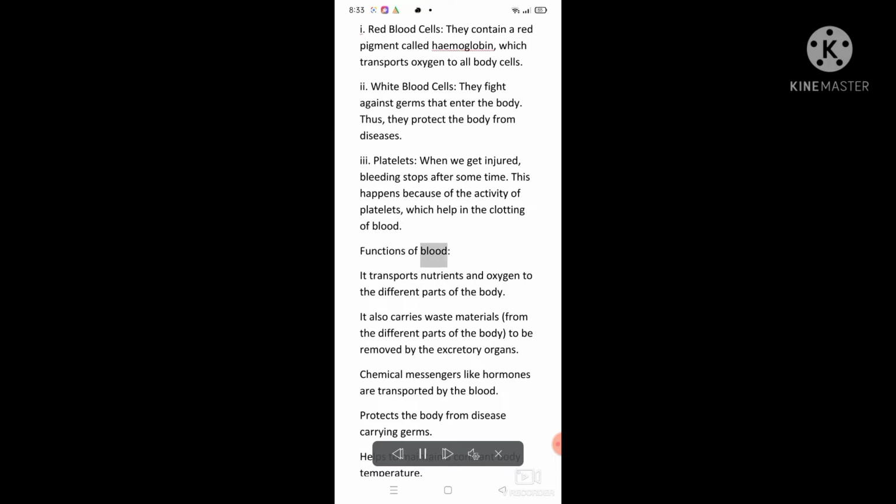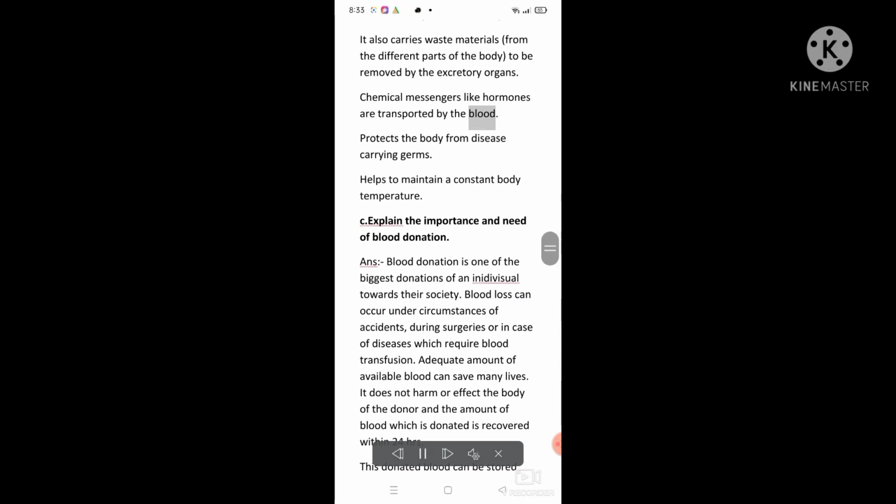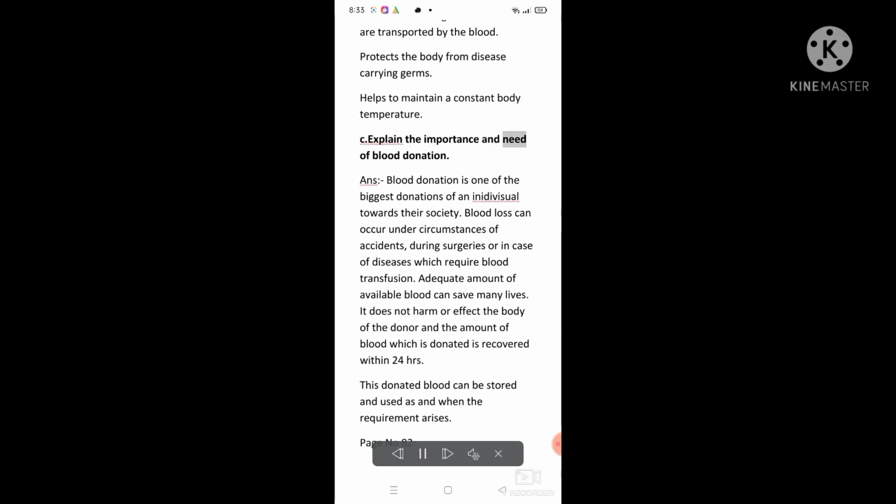Functions of blood. It transports nutrients and oxygen to the different parts of the body. It also carries waste materials from the different parts of the body to be removed by the excretory organs. Chemical messengers like hormones are transported by the blood. Protects the body from disease-carrying germs. Helps to maintain a constant body temperature. C. Explain the importance and need of blood donation.